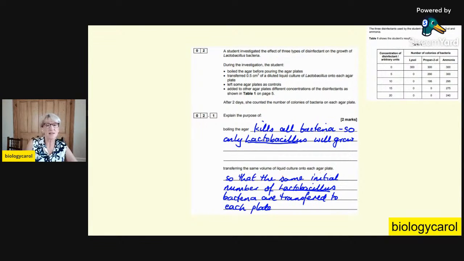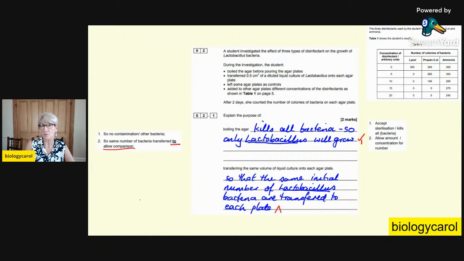Now, here is the mark scheme, and here are the notes, and this is the mark that I got. I didn't get this second mark because, crucially, I didn't include this statement here, so that we could compare the plates. Now, that's an important thing, because here we are talking about a control variable, and control variables have to be kept the same so that different parts of the experiment can be compared.